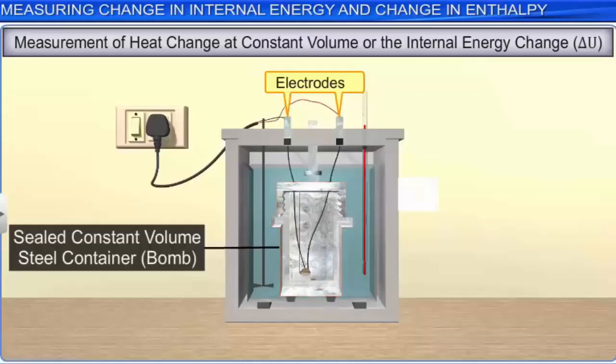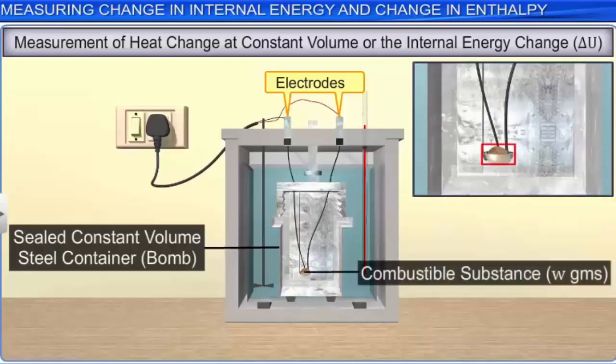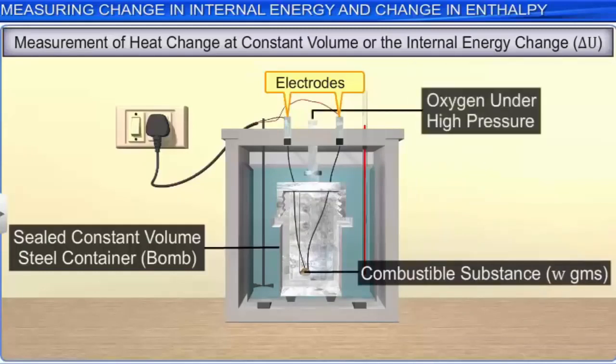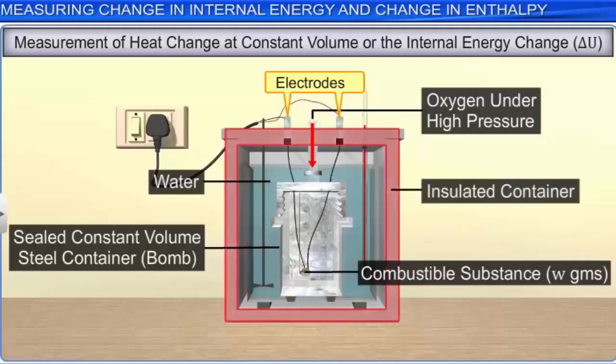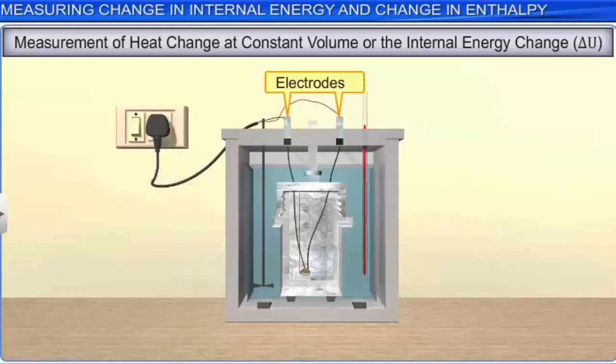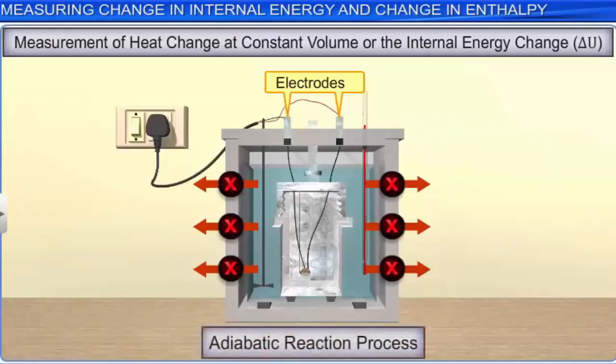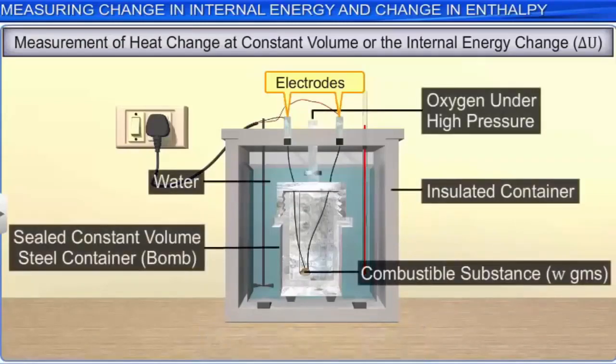A known mass W grams of a combustible substance is placed in the bomb, and oxygen under high pressure is introduced into the bomb. The sealed bomb is then immersed in a known amount of water contained in an insulated container. As the container is insulated, there is no heat exchange with the surroundings, and the reaction process is adiabatic. This whole setup is called the bomb calorimeter.